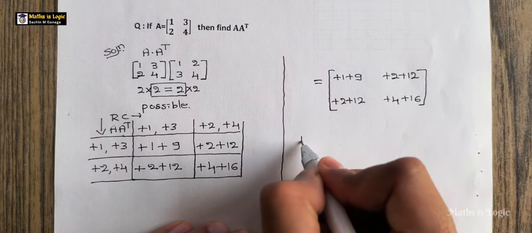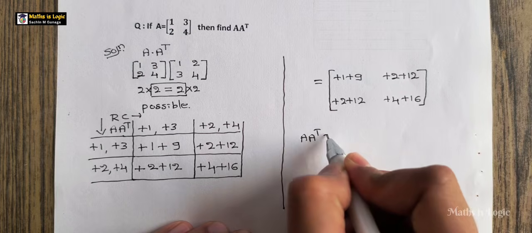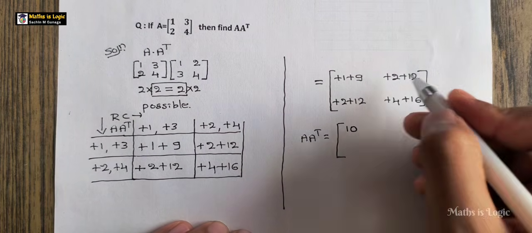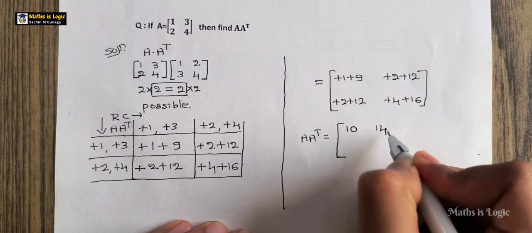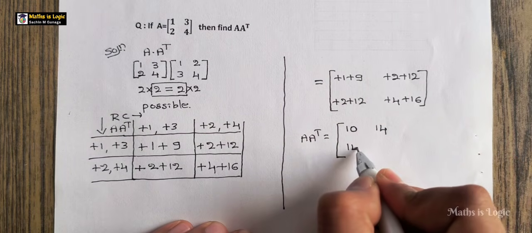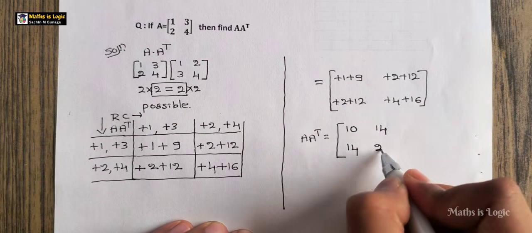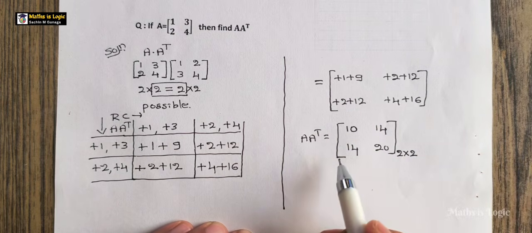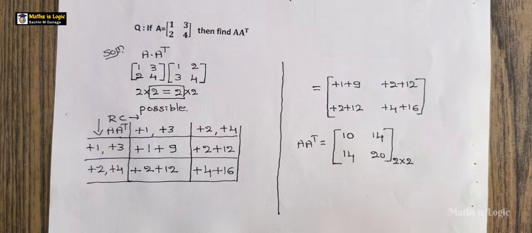Therefore, what is the final answer of A into A transpose? 1 plus 9 10, 2 plus 12 14, 2 plus 12 14, 4 plus 16 is 20. So order is 2 cross 2. So this is the answer of A into A transpose.